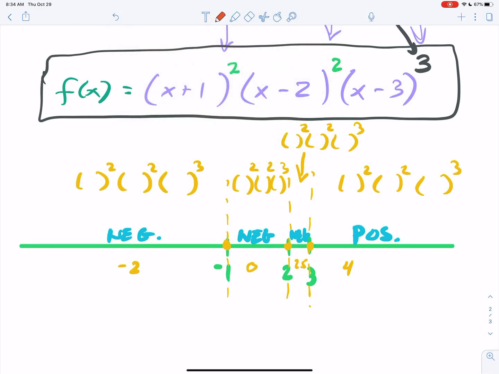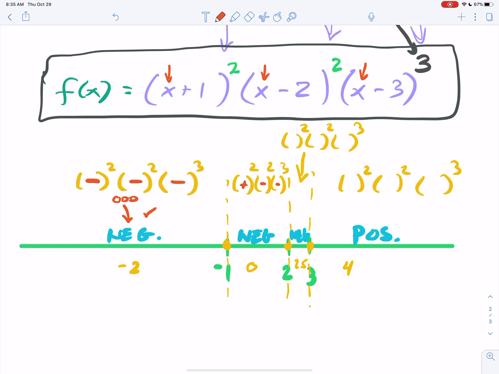When you plug -2 into each x here, that first factor is going to come out negative, that second factor is going to come out negative, and that last factor is going to come out negative as well. There's a total of 2, 2, and 3 negatives, so that is a total of 7 negatives, which is odd, right? Which implies that it should be negative, so we're good there. Okay, check mark.